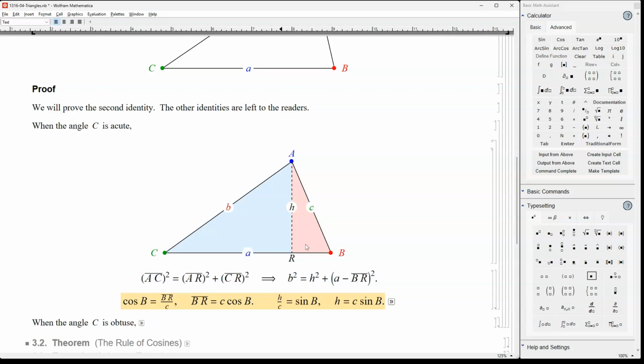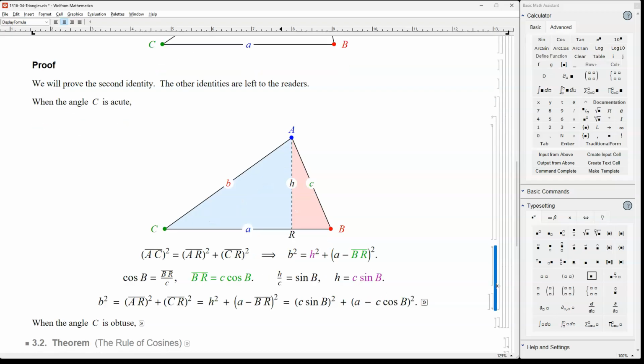Again, look at this red right triangle. h over c, vertical over hypotenuse, is sine of B. BR over c, the horizontal over hypotenuse, is cosine of B. So we have BR as c cosine of B. This one here, which I'm highlighting in green right now, goes right here. And h is c sine of B, which I just highlighted in purple, goes right here. Alright?